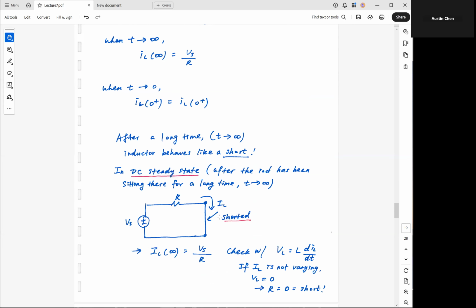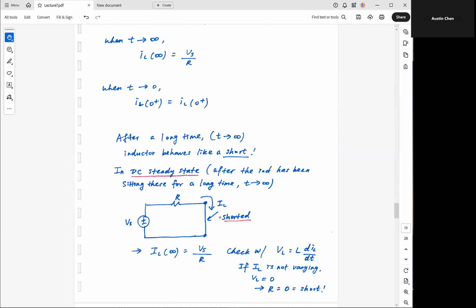Okay, by duality. If I take a step back, this is something I have been stressing several times: if the circuit has been sitting there for a long time, for an RC circuit, the capacitor is going to behave like an open. We saw a few examples earlier. The capacitor is going to behave like an open.